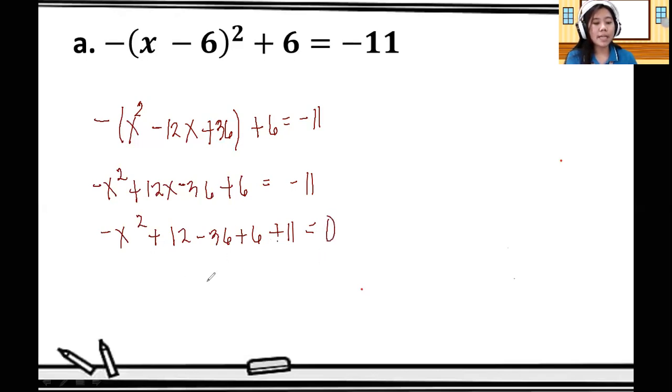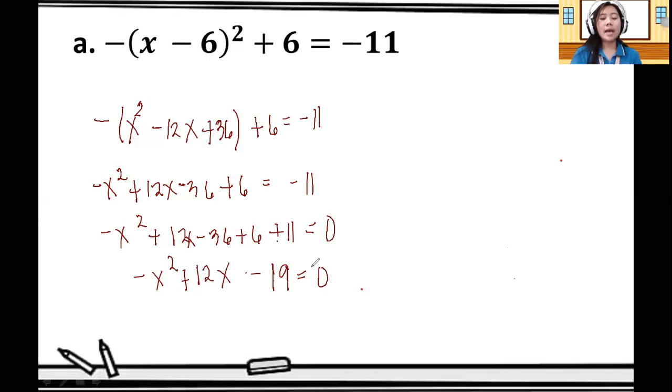So, now let's simplify it again. Negative x squared. I forgot to put x there. Plus 12x. So, negative 36 plus 6 plus 11 is negative 30. Very good. So, negative 30 plus 11 is negative 19. Kung nahihirapan naman po kayo, pagsamahin niyo po muna yung pareho ng sign. So, 6 plus 11 is 17. So, negative 36 plus 17 is negative 19.